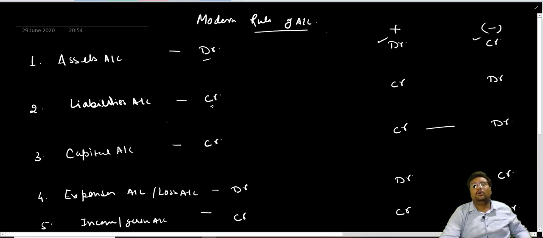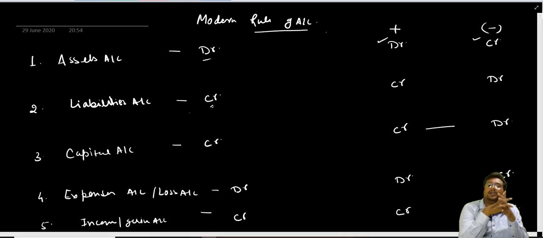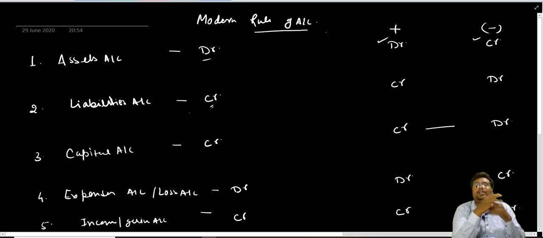So this is what the modern rule of accounts is. The modern rule of accounts is based on the 5 pillars. A tip for this one: you just remember the nature of the 5 pillars. Suppose assets is what? Debit. Now use your mind and make it: for increasing anything, pass the same; for decreasing anything, pass the opposite. So if assets is debit, we have to increase, make it debit. If we have to decrease, then it will be credit.